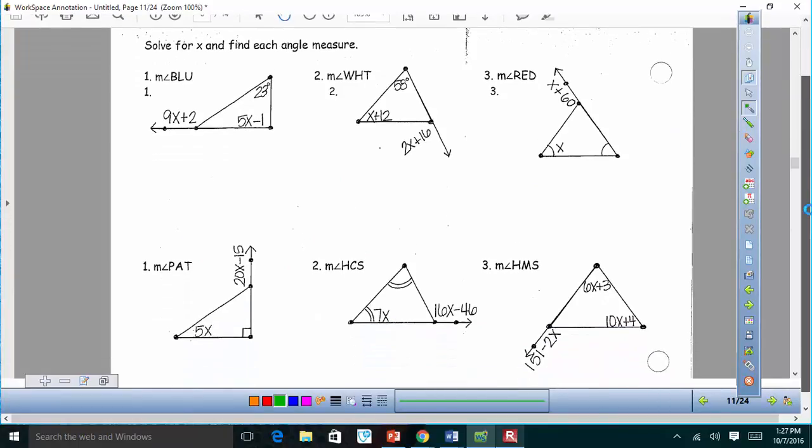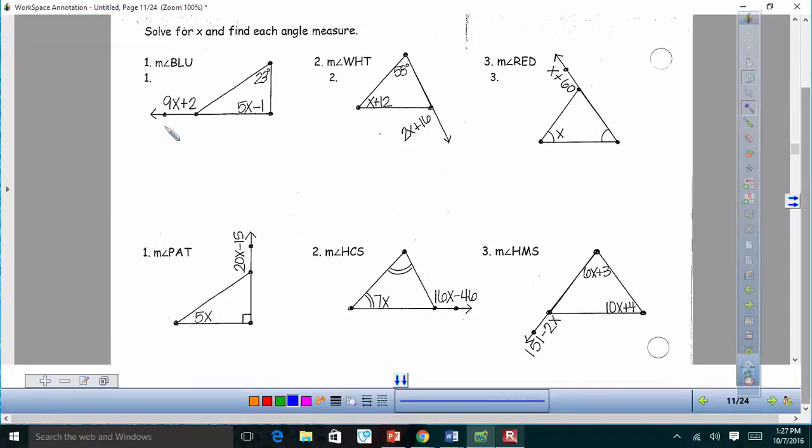Now, on my sheet and your sheet, these are not labeled, so I'm going to go through and label. If you will write it out as I go, this would be B, E, L, and U. For number 2, this would be W, H, T. For number 3, this is going to be R, E, D. For this one, this would be P, A, T. For this one, this is going to be H, C, S. And this last one is going to be H, M, and S.